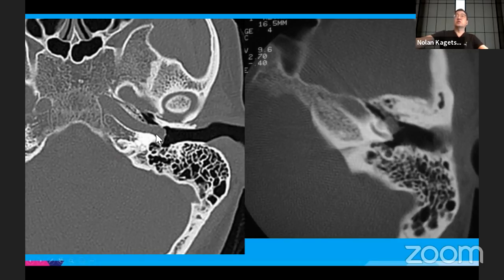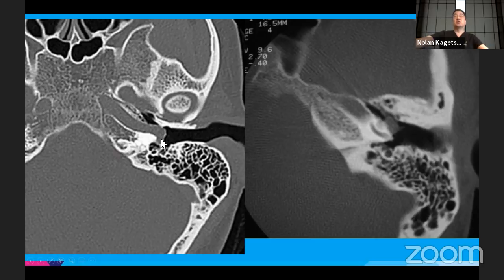So this is actually an anatomic variant. They call it aberrant internal carotid artery, where the carotid artery actually loops into the middle ear, can cause tinnitus, but certainly should not be biopsied.